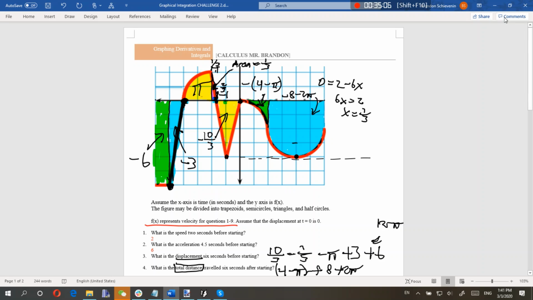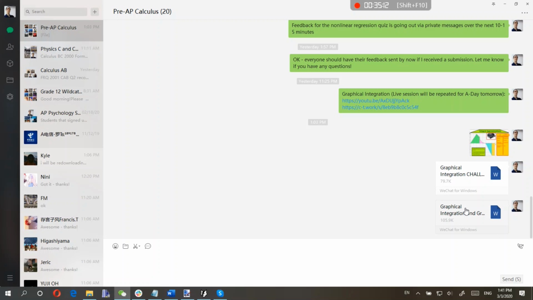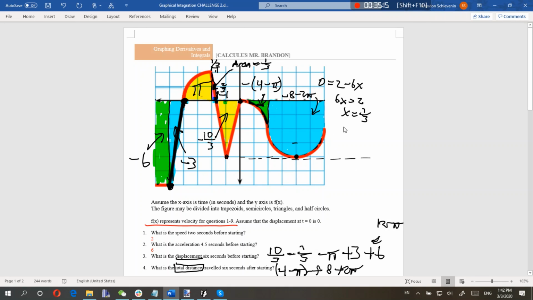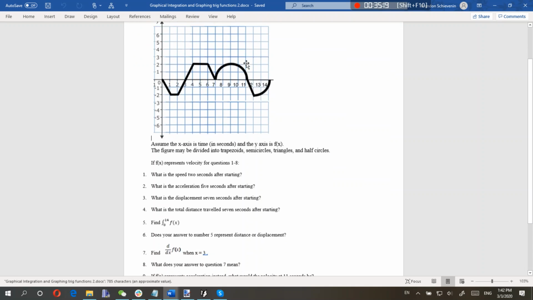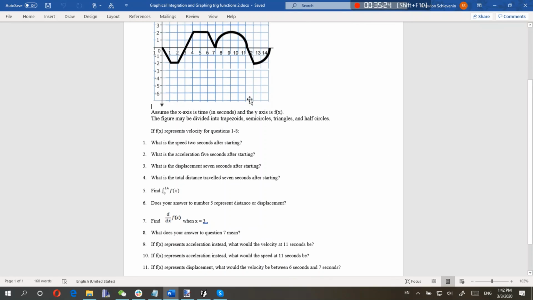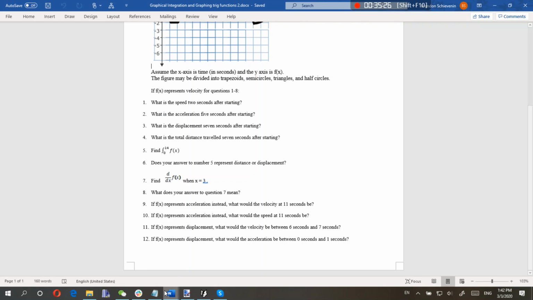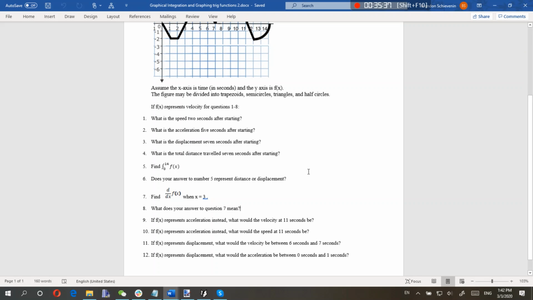Okay, so for homework, I have a sheet that I've just sent on WeChat called Graphical Integration and Trig Functions, Part 2. I need you to complete that by Thursday at 9 a.m. How many questions are there? There are 12 questions. Oh, okay. So it shouldn't take too long.